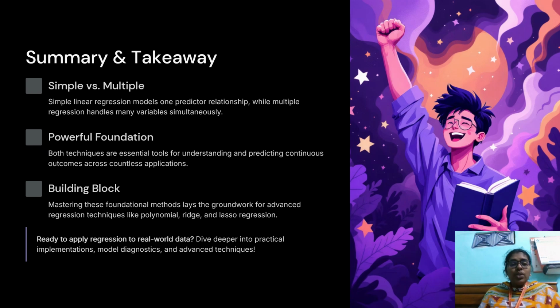Summary and takeaway of the two types, simple versus multiple. Simple regression models one predictor's relationship, while multiple regression handles many variables simultaneously. Powerful foundation means both techniques are essential tools for understanding and predicting continuous outcomes across countless applications. Building blocks means mastering these foundations lays the groundwork for advanced regression techniques like polynomial regression and Lasso regression, ready to apply this regression to real-time data and dive deeper into practical implementation, model diagnostics, and advanced techniques.